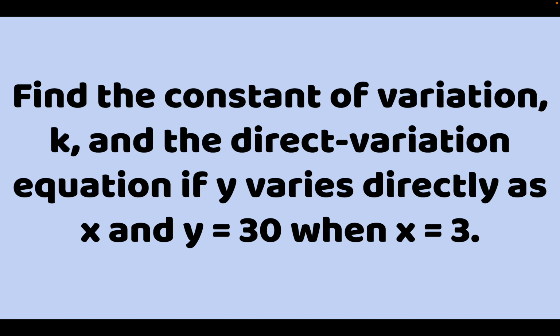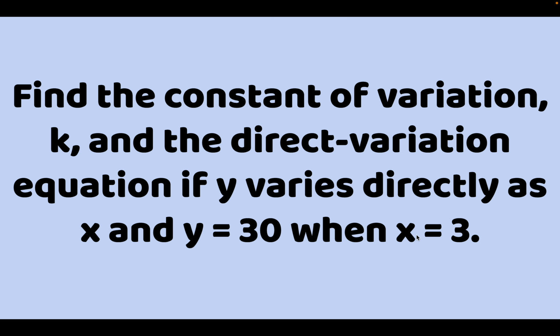Next, find the constant of variation k and the direct variation equation if y varies directly as x and y equals 30 when x equals 3. This is a word problem regarding direct variation equations, and although this problem is very wordy, we're going to break it down here. So find the constant of variation k. So we know that we're trying to find the modifier here, what we're going to modify. And the direct variation equation, if y varies directly as x, so this just means that if they're directly varying to each other, when y equals 30 and x equals 3.